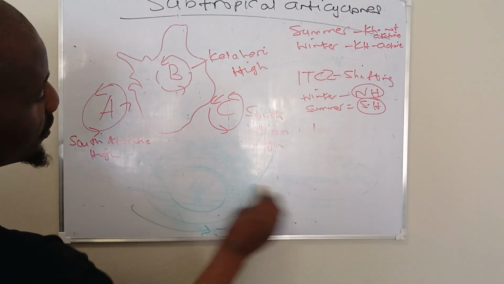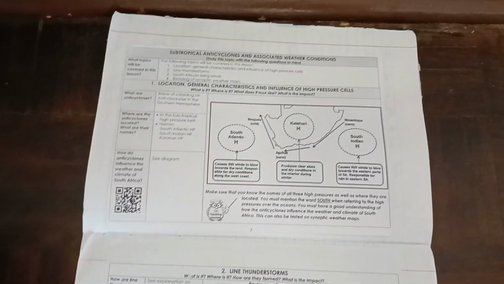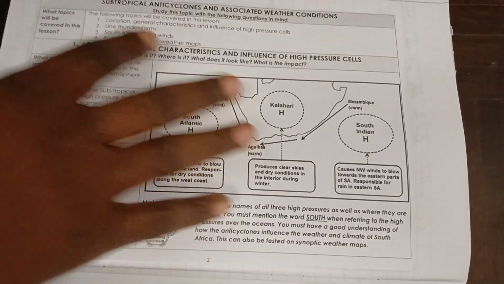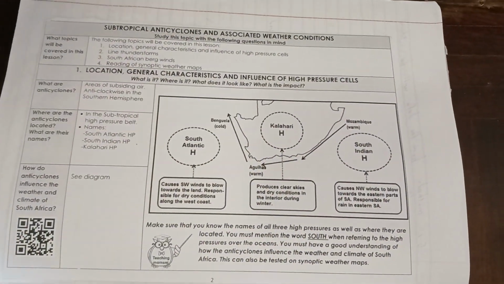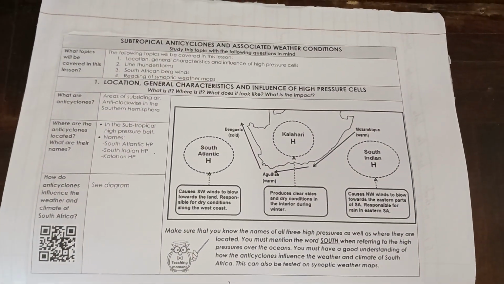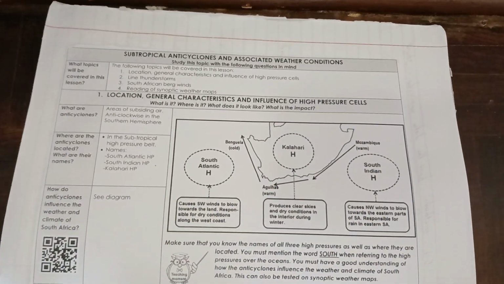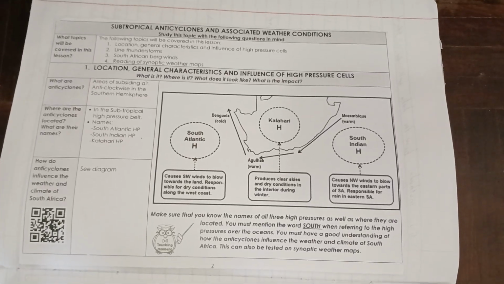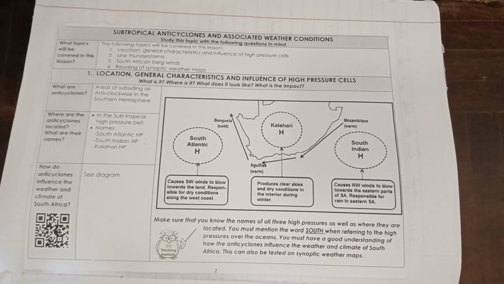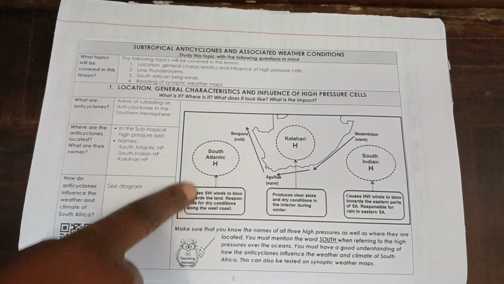So when it comes to subtropical anticyclones, what is it that we should always pay attention to? I'm going to take you through these general notes that I have here: location, general characteristics and influence of high pressure cells. When it comes to these subtropical anticyclones and how they affect South African weather, the most important thing you have to do is identify the different high pressure belts. In most cases, the one that affects South Africa is your South Atlantic High.